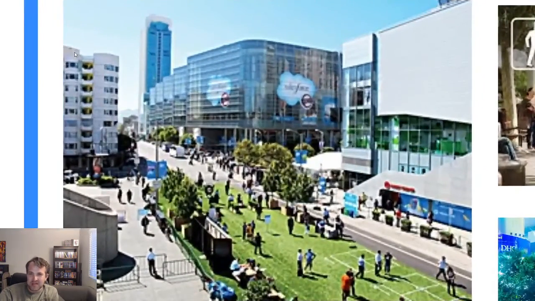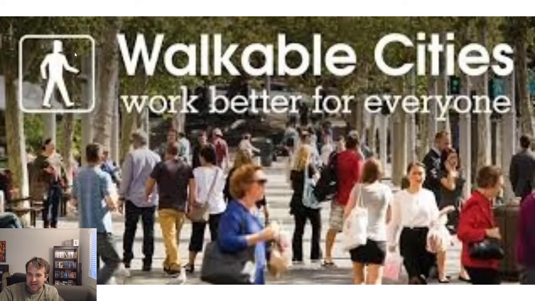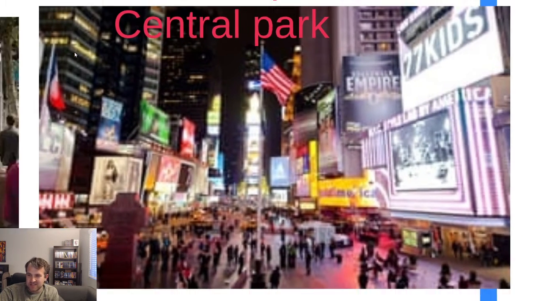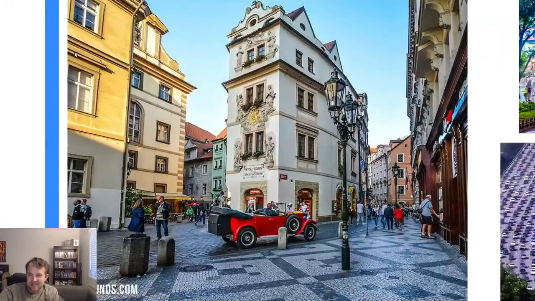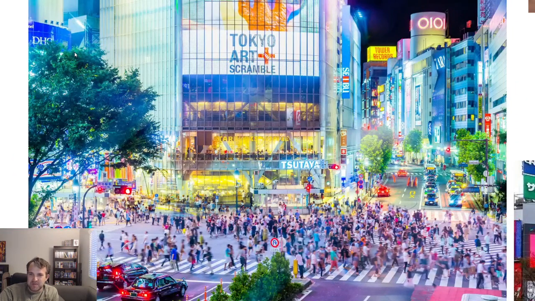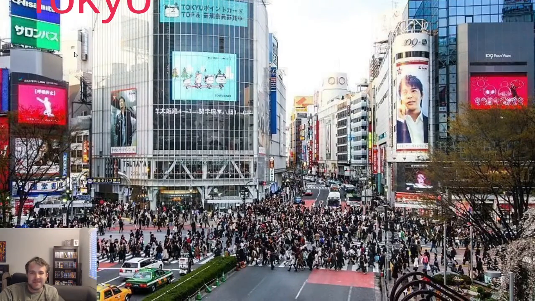So, look at how walkable that place is. Oh, it's so great. Man, walkable cities. People can walk around, check the city out, go everywhere. Central Park, oh, it's so walkable. And then these European cities, cars aren't really a big deal. Everybody's walking everywhere. Here's all these people walking in the Shibuya crossing in Tokyo. And then there's even more people walking in the Shibuya crossing.